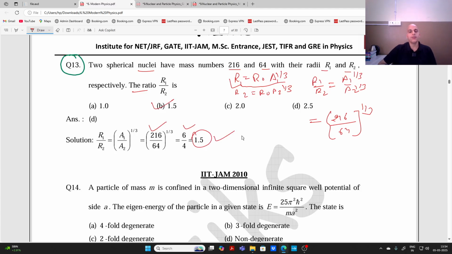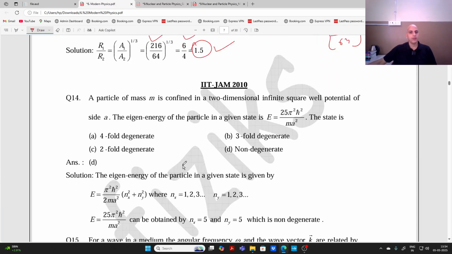So very simple question. I have seen another question of this type in other exams, right? So we have to remember how we can calculate the radii of different nuclei by comparing their mass numbers. Now I am going to the next question.